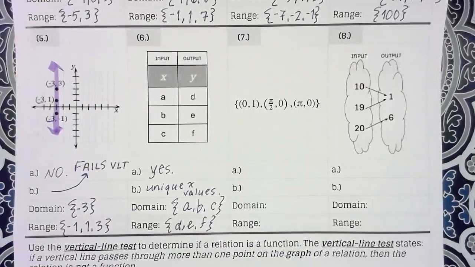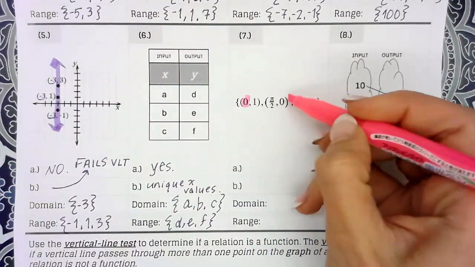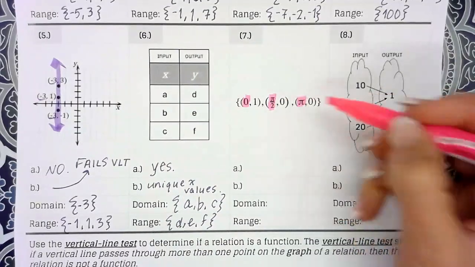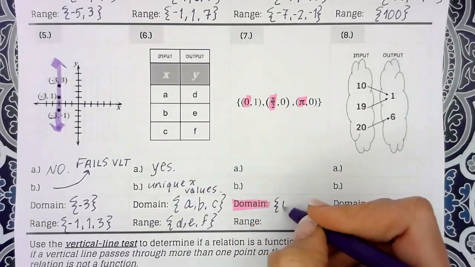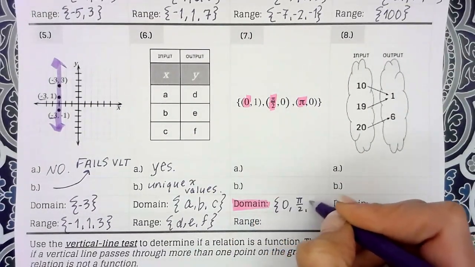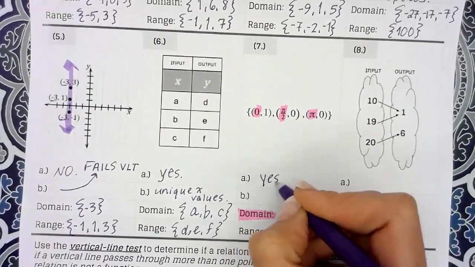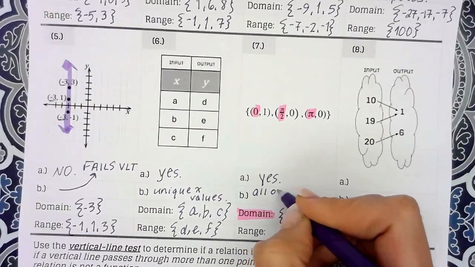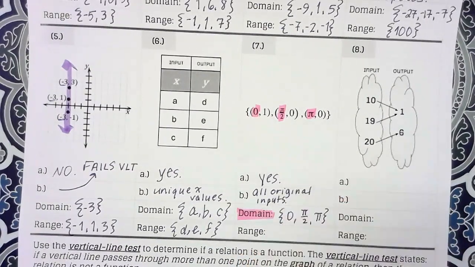Here, all right, domain. I'm going to go back to the colors I used on the page before because I feel like I haven't used them. Domain is your x values. You need to look at them to tell if it's a function or not. So is this repeating? No. So maybe I start with domain this time. 0, pi over 2, and pi. Pi is a number. You can have it in your domain. Yes, it's a function. All original input values. Nothing's repeated.